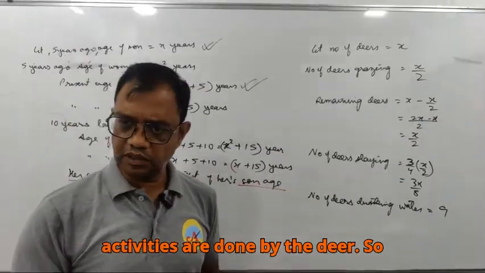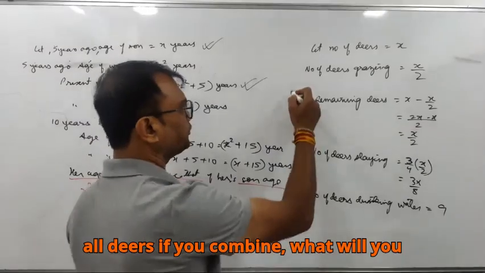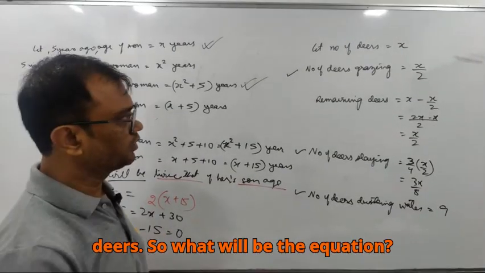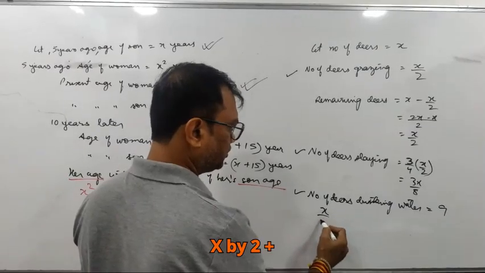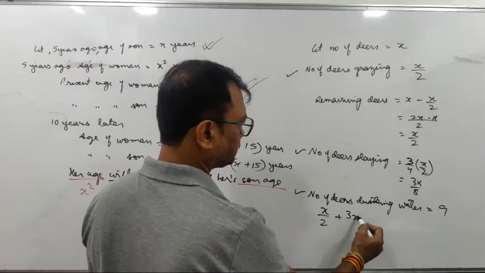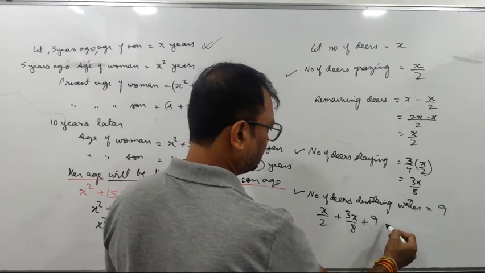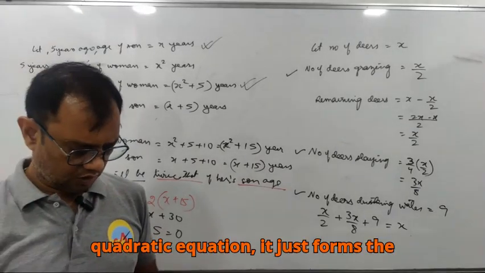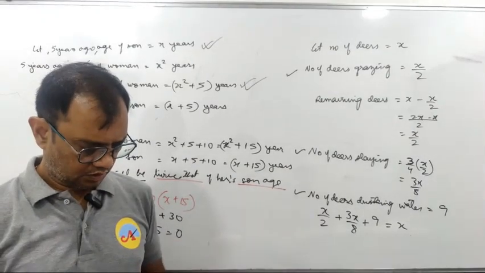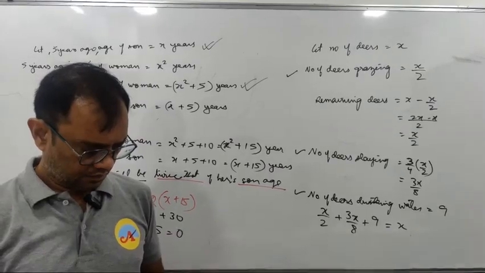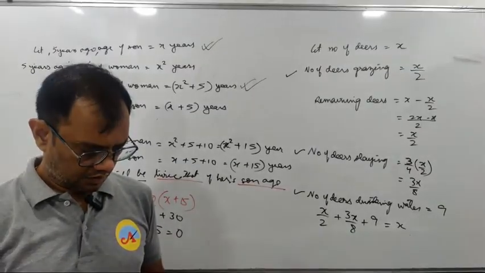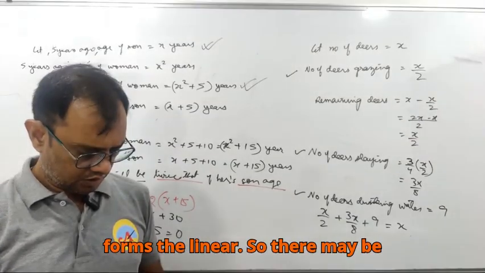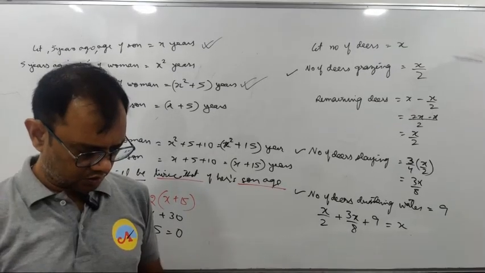So all activities are done by the deer. If you combine all the deers, what will you get? The number of deers. So what will be the equation? x by 2 plus 3x by 8 plus 9 is equal to x. So here this doesn't form a quadratic equation, it just forms a linear equation. So there may be some other twist in the question.